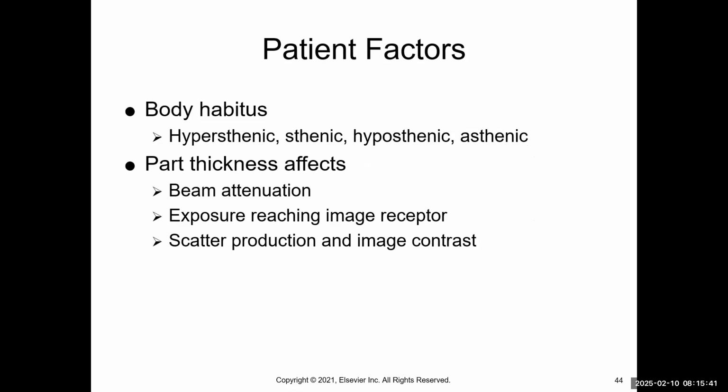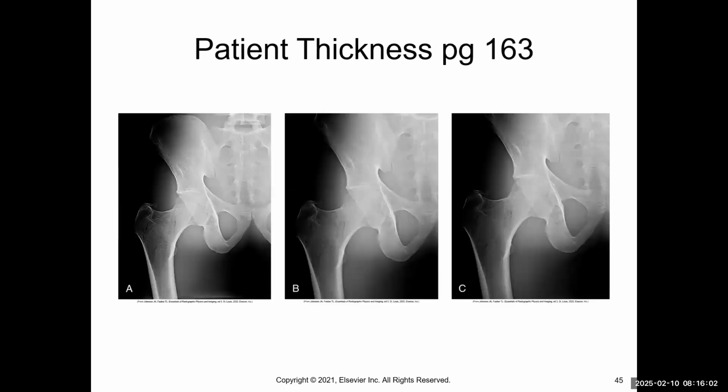Body habitus, meaning if the patient's hypersthenic, sthenic, hyposthenic, or asthenic, does affect how you change your technical factors. Part thickness also does. That affects beam attenuation, exposure reaching the IR, scatter that's produced, image contrast. So the part thickness affects all of those things. Patient thickness, page 163. Let's look real quick and see what these are. This is the one that I was afraid you wouldn't really be able to see on the screen, but it actually doesn't look too bad up there.